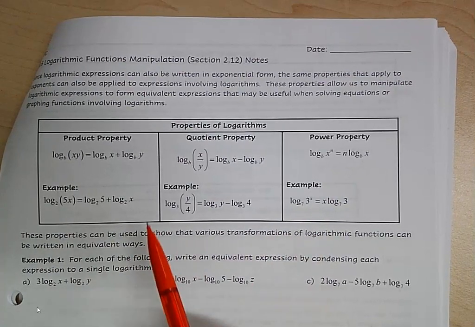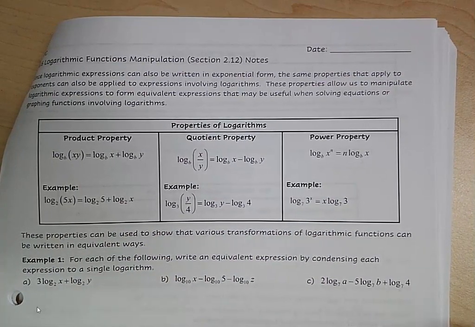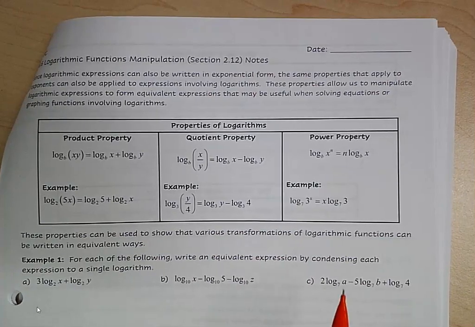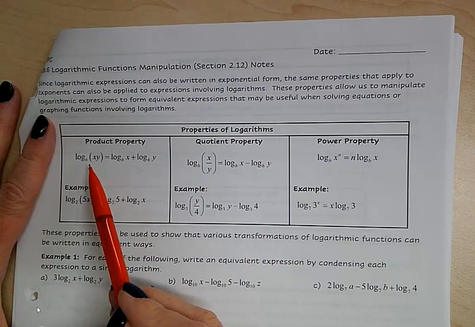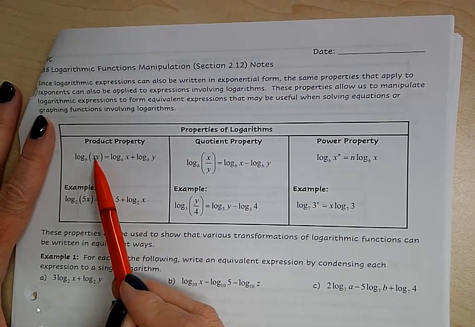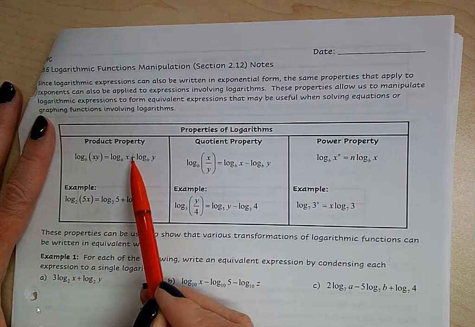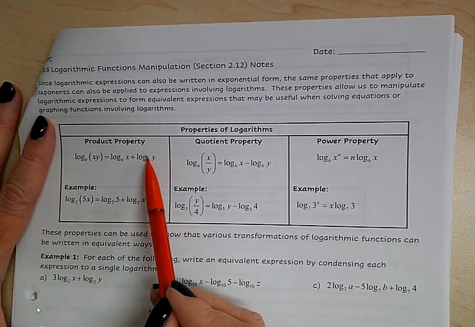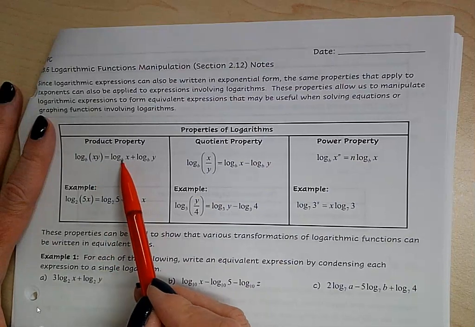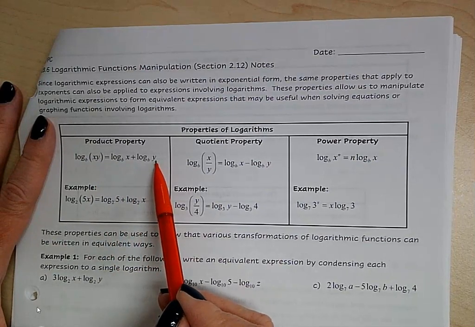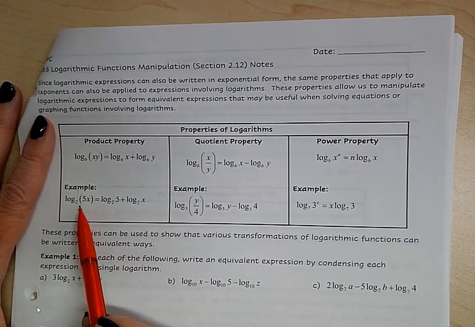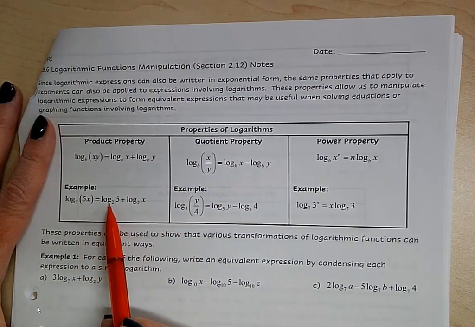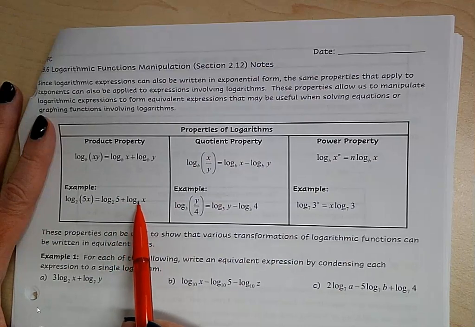I'm not sure who did what in Algebra 2, so I'm going to talk about this just a little bit. You have what's called a product property. If you have a single log and you have two arguments that are being multiplied together, then you can do an expansion where you can turn that multiplication into addition. Example right here, log base 2 of 5x is the same as log base 2 of 5 plus log base 2 of x.